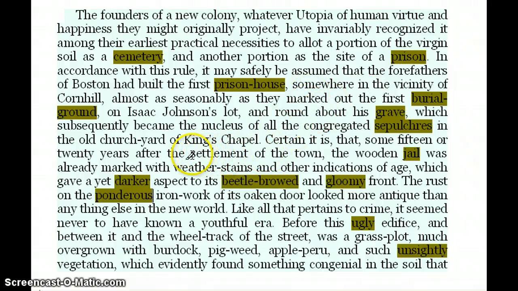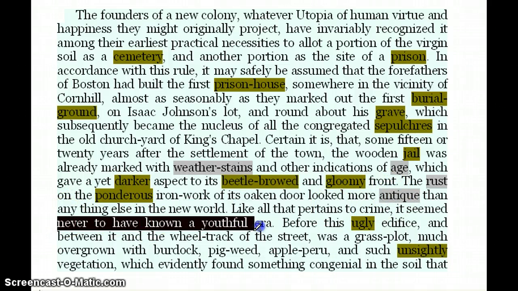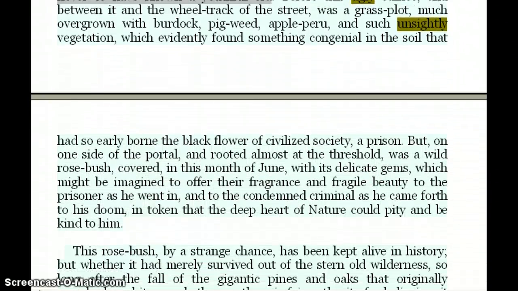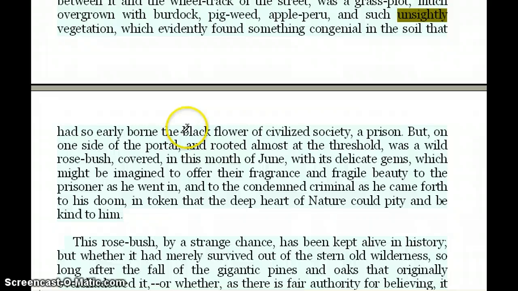The other group of words that we see a lot of here are related to age. We have weather stains, age itself, rust, antique, and never to have known a youthful era. So we're definitely getting a second sense here of old. So not just sullen and gloomy and heavy, but also very old. And we'll see where that takes us in a minute. We also have here the black flower of civilized society. It's a metaphor, and it tells us what it's a metaphor for: a prison.